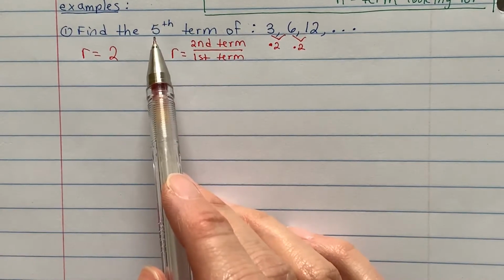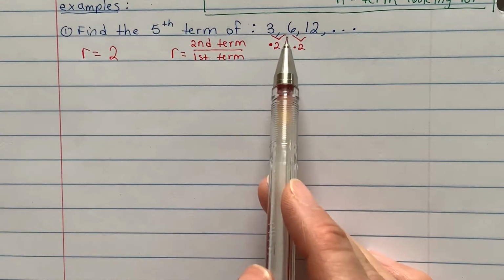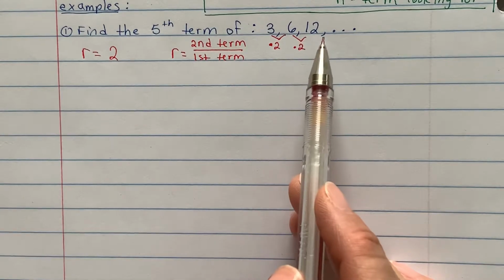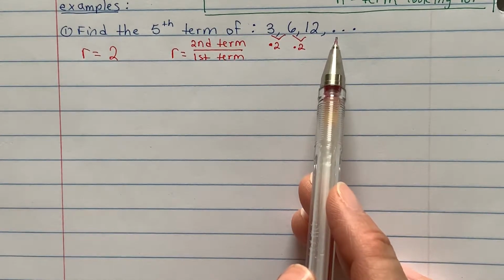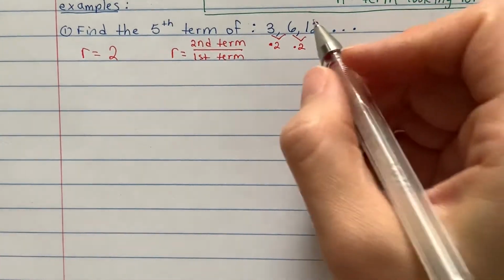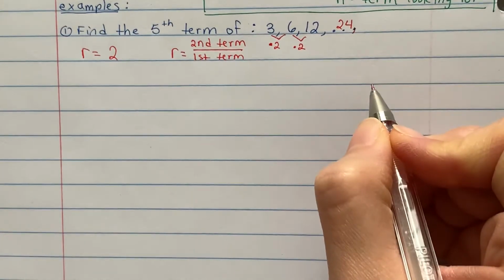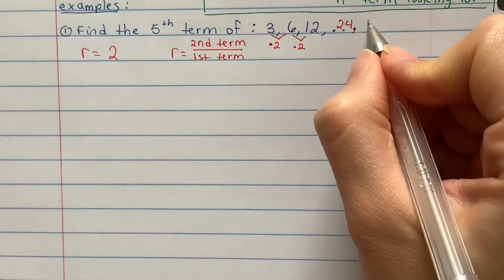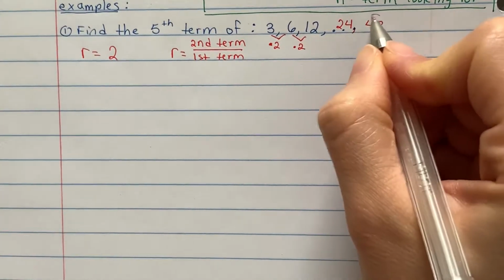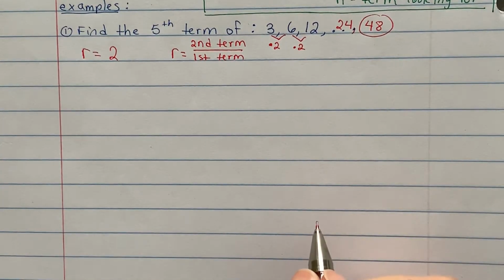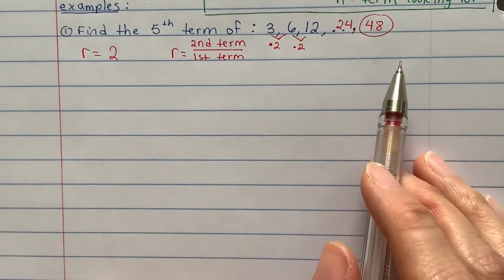Okay, it does say find the fifth term. So if you want to just go ahead and follow that pattern of multiplying by 2, I think we could find the fifth term easily. What's the fourth term going to be? Well, 12 doubled is 24. What's 24 doubled? 48. So I know the fifth term is going to be 48, but what if it said find the 100th term? I don't want to list them all. These numbers would get really large.